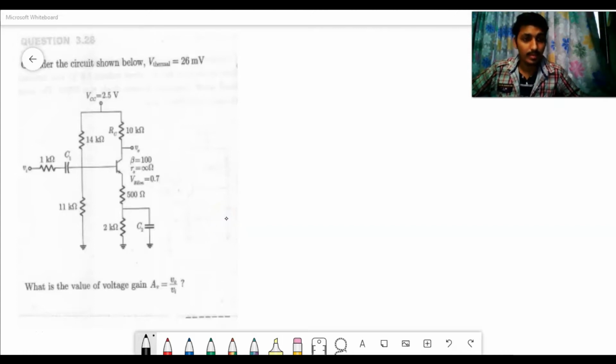So today we are going to see the voltage gain problem, or you can say voltage gain with a transistor. So here is the problem. We are given the thermal voltage, which is 26 millivolt.